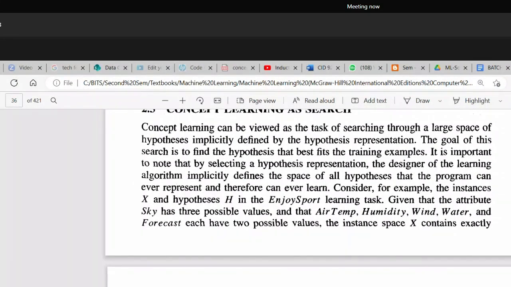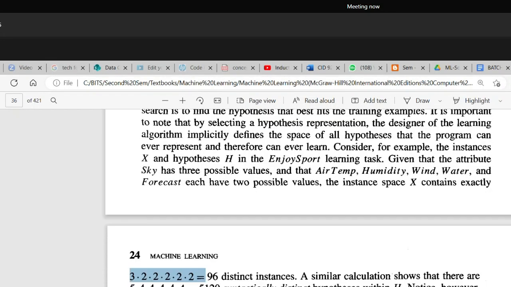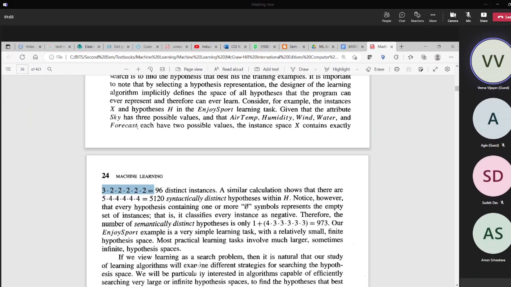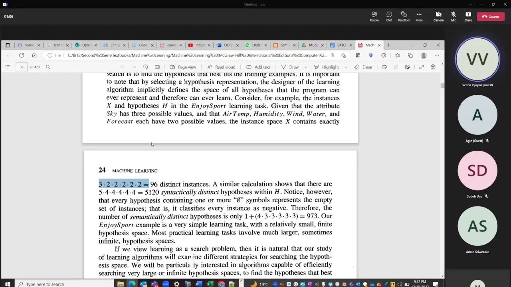Yes. And coming to syntactically distinct hypothesis, in each case we are adding the null and question mark. So then it will become this. In the third case, what is happening is, if any of these attributes has a null value, that we cannot consider. For example, sky, air temperature, humidity, wind, water, forecast, these six attributes. So if any of these has a null value, it is considered as null. In that case, instead of adding 1 in each entry, they are taking the null ones out.